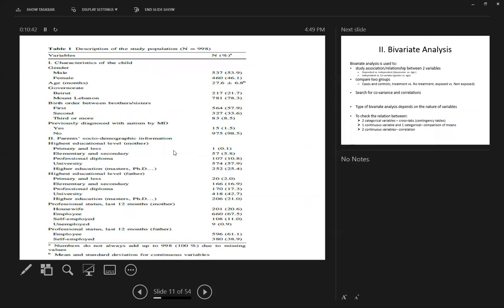So this is another table that presents a description of the study sample. Again, the way it's presented, this is a study looking at autism and presenting basic information about the child and the mother. You note here we have basic characteristics of the child, and this is a pure descriptive table.